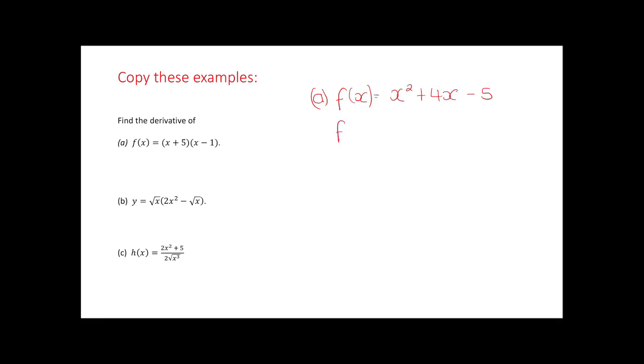By now, you should be feeling pretty comfortable with your differentiation. So I'm just going to differentiate this quickly. That 2 moves down, multiplies by my 1, which gives me 2x. I've got a 4 and an x with a power of 1, which is just going to give me that 4. So for answer A, we get 2x plus 4.